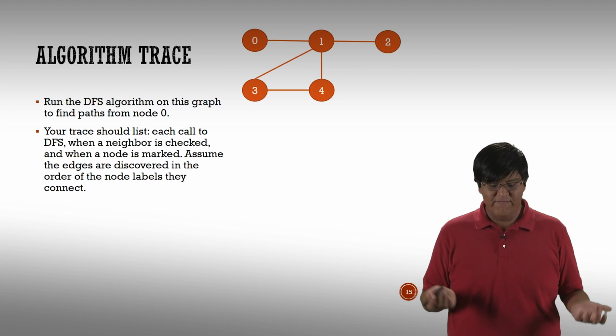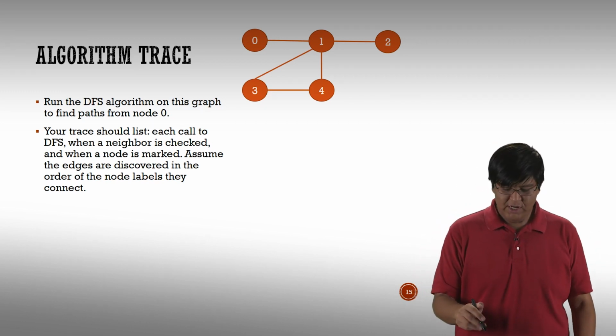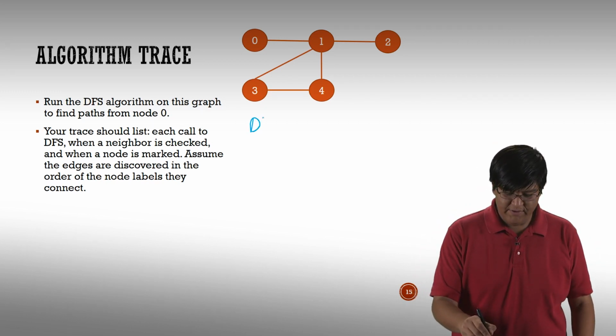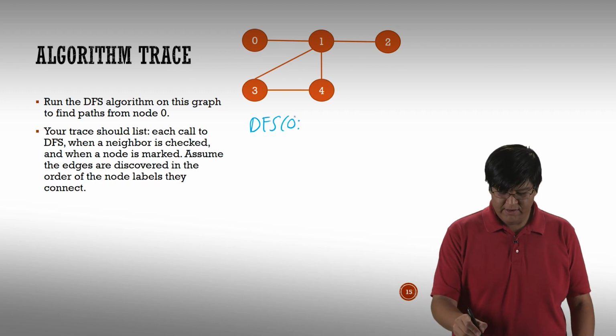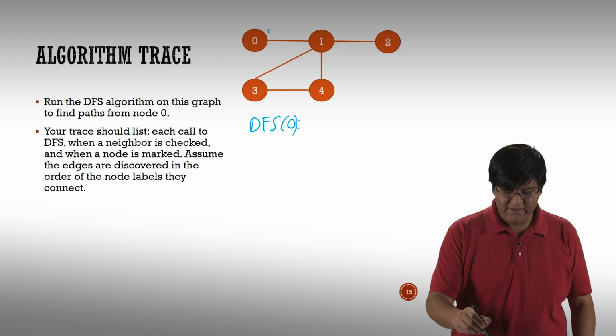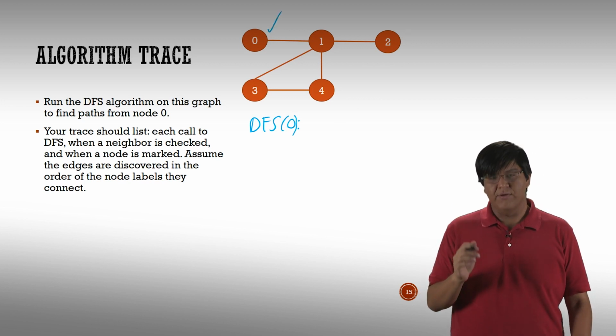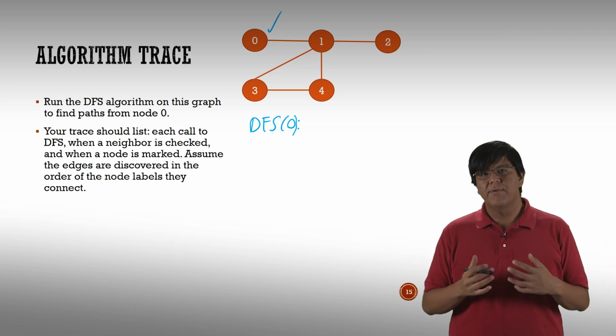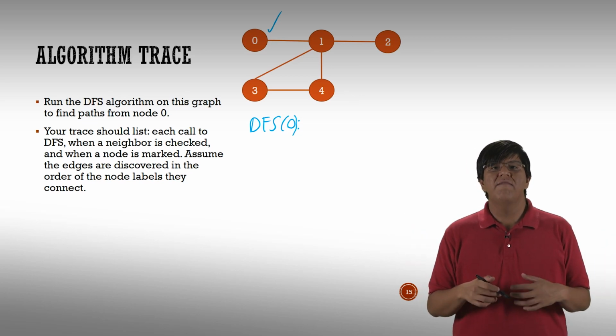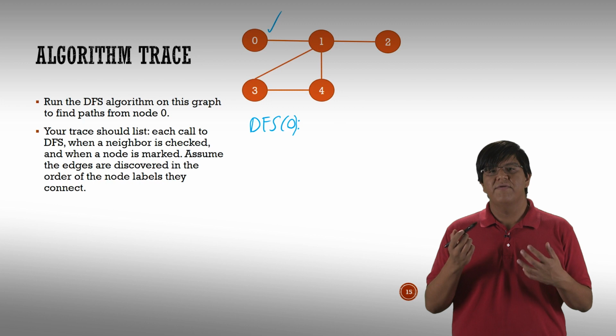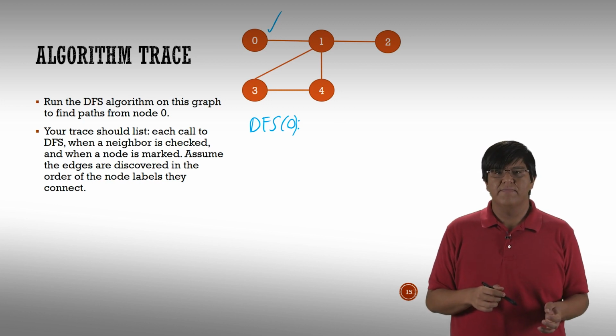All right, let's try envisioning this. Initially I start by running DFS of 0. I have to mark it because it's my starting place, so it's got to be marked. Then remember that in DFS, I go and look at all the neighbors and see, are they marked? If they're not, then run DFS.